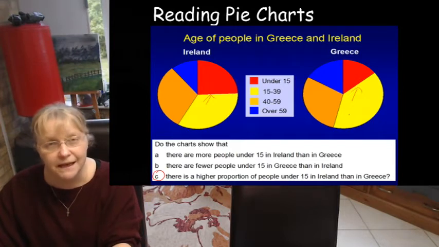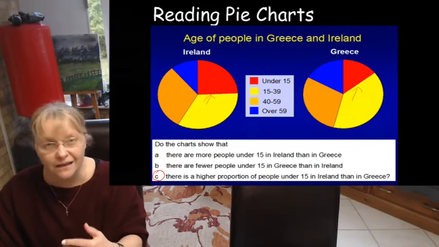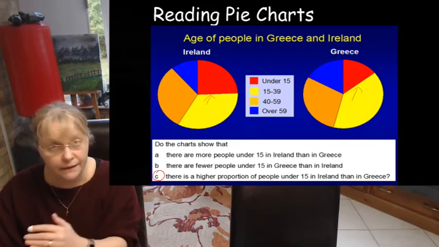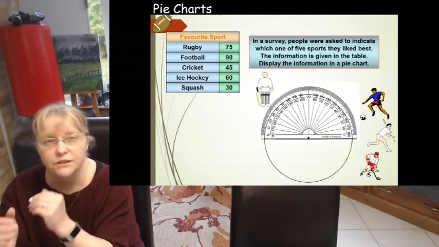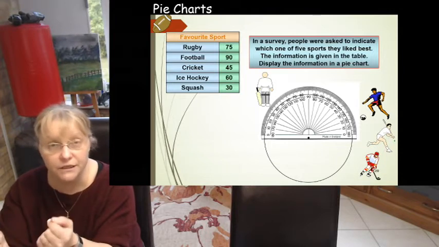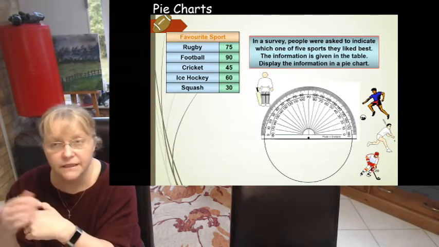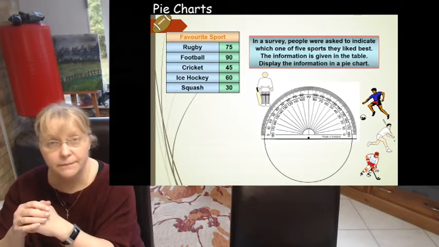So just be careful, because sometimes in the GCSE paper they will ask you questions like that, but remember there's no numbers in pie charts unless they give a key. Okay, so this is the questions you're more likely to get on a GCSE paper, which is how to draw pie charts. So in a survey, people were asked to indicate which one of the 5 sports they liked best.